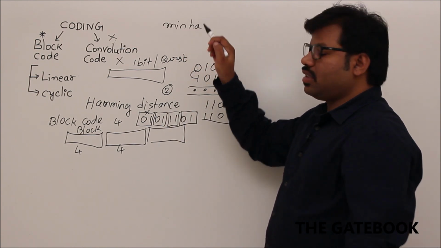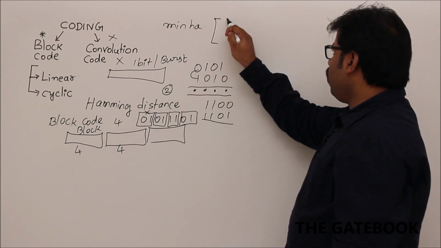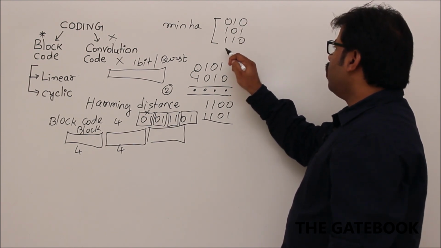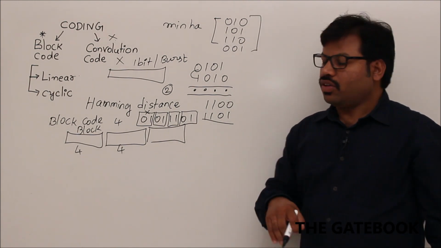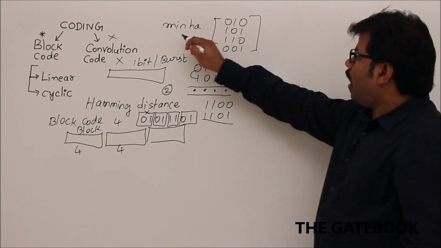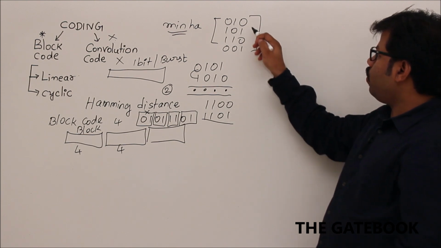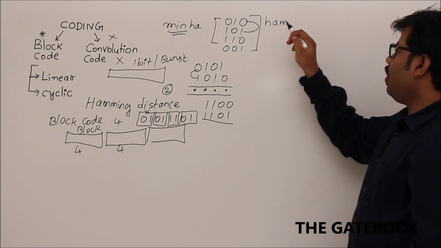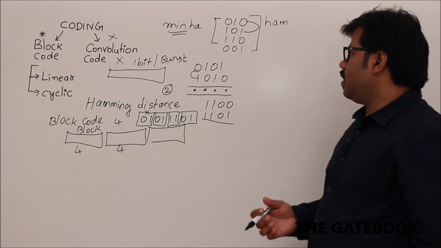Now let me introduce minimum Hamming distance. Minimum Hamming distance is defined for a system. Let me take a system of messages like 010, 101, 110, 001. Here you have a system of patterns, and I want to calculate the minimum Hamming distance. For that, you have to take every two combination and compute the Hamming distance. After that, we have to find the minimum value among all such Hamming distances.